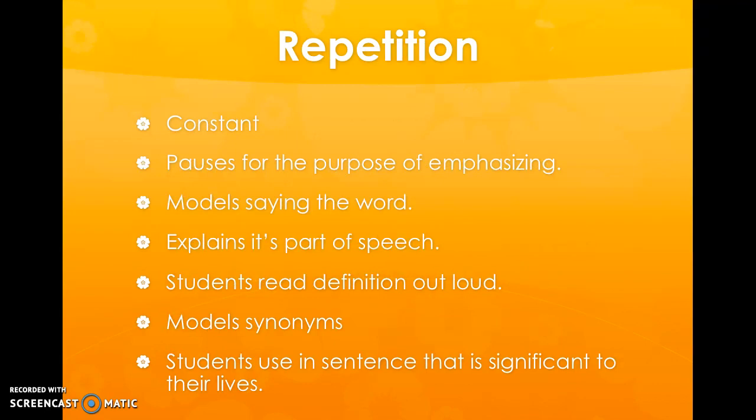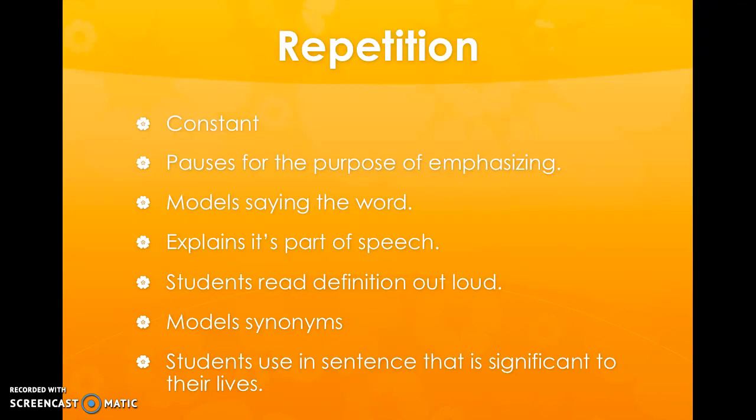The second main idea I took away from Dr. Archer's teaching was, like I said, her constant use of repetition, specifically of the vocabulary word being learned. For example, Dr. Archer would say the word and the part of speech and have the students read the definition out loud. She then says synonyms of the word, all the while saying the word being learned after each one and pausing to emphasize its relevance to the class.